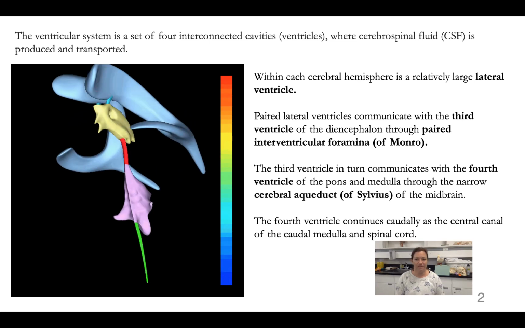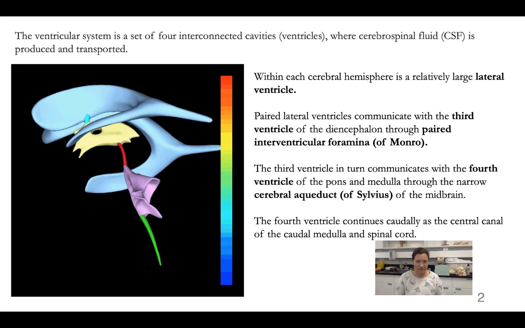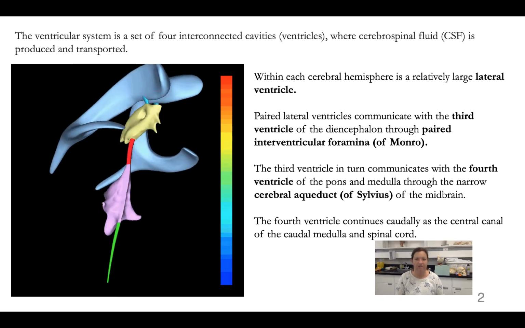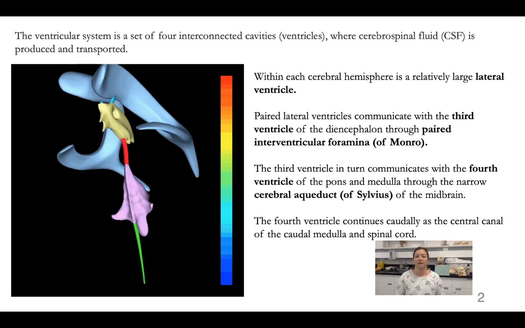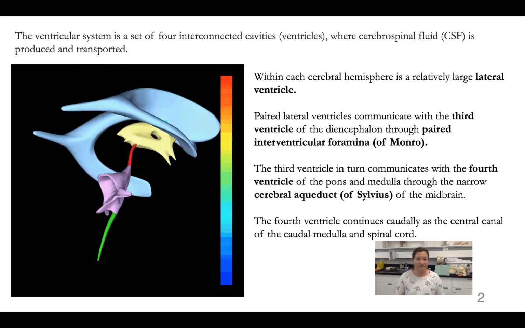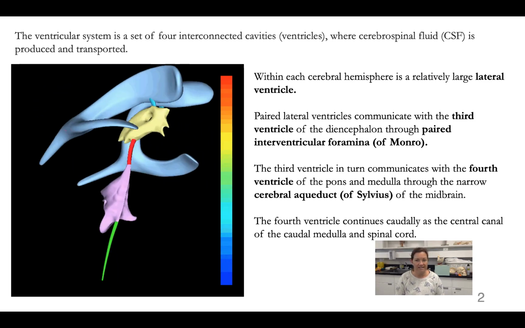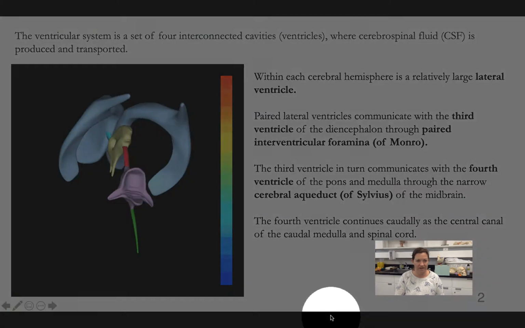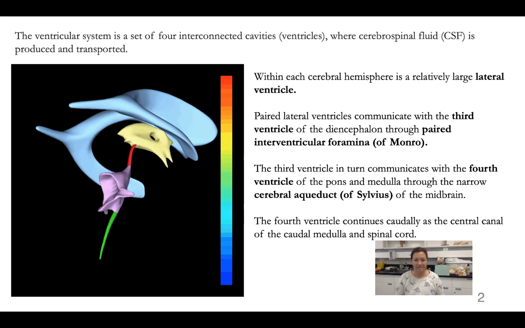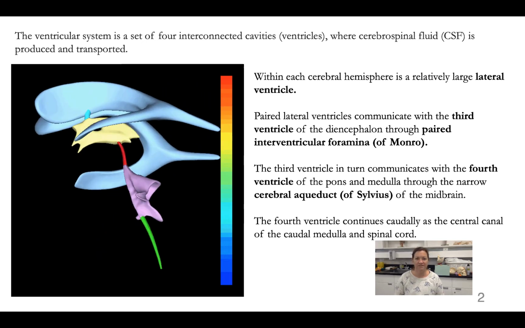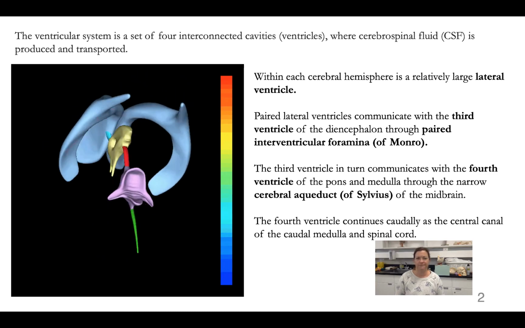Similarly, the third ventricle communicates with the fourth ventricle via a single cerebral aqueduct. So remember that there are paired interventricular foramina, but a single cerebral aqueduct on the midline, or the aqueduct of Sylvius. And then the fourth ventricle continues caudally as the central canal, which is what's shown over here in bright green, of the caudal medulla and the spinal cord. And so most of this is reviewed for everyone, a couple of reminders, and a bit more nomenclature.